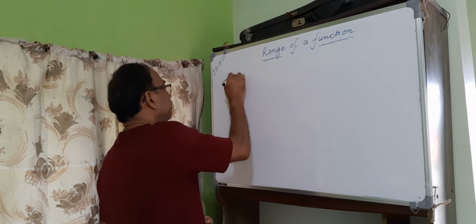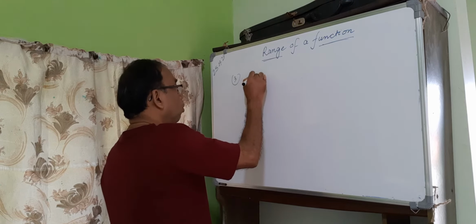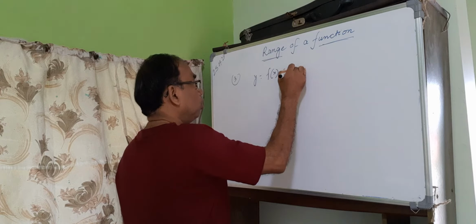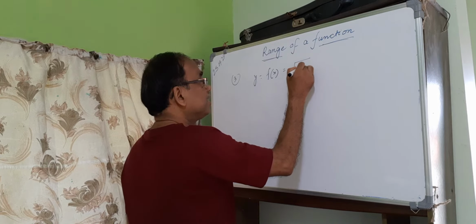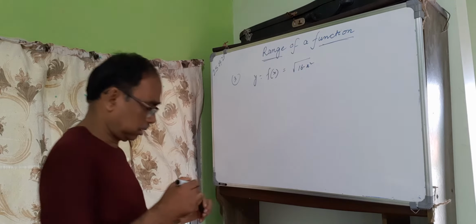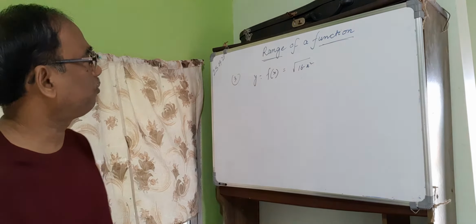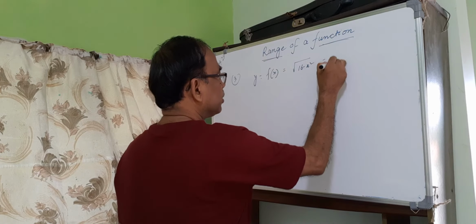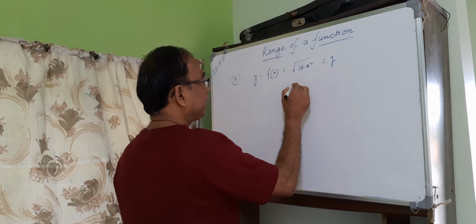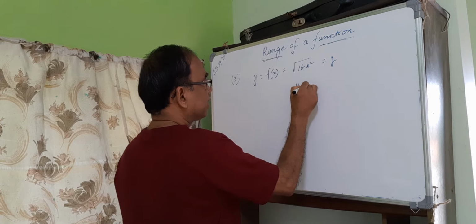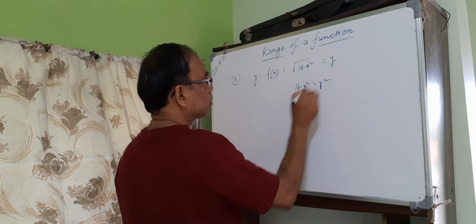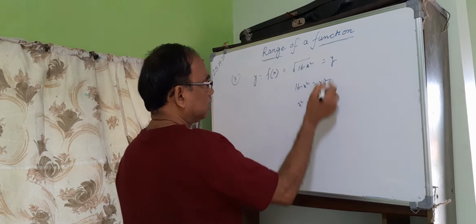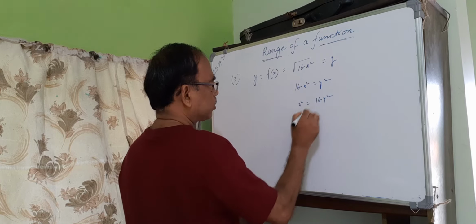Sum number 3, y equals f(x) equals root over 16 minus x square. Suppose this is a function given, you have to find the range of this function. Just like the previous one, let this equal y. Now squaring this, 16 minus x square equals y square. Then x square equals 16 minus y square.